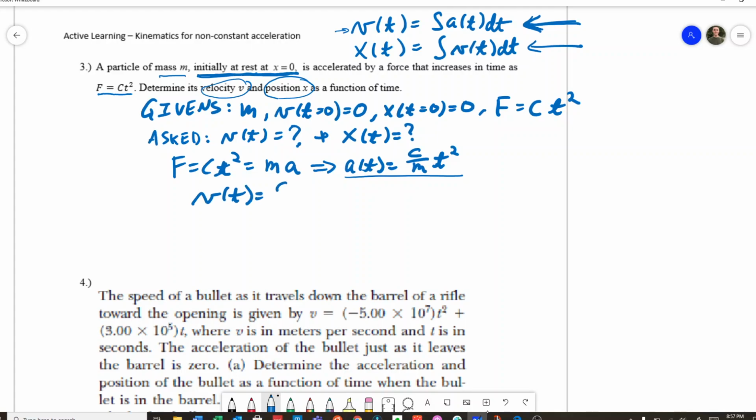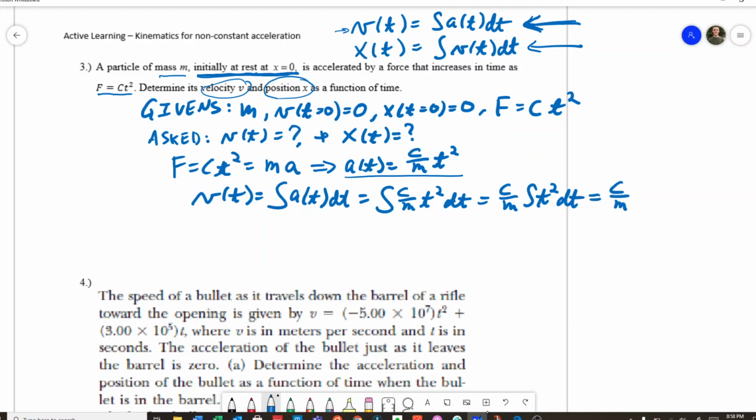Velocity as a function of time is equal to the integral over acceleration as a function of time. Plugging in values, it's the integral of c over m t squared dt. And I can pull the constants out front. Constants can always be pulled out front of an integral. So now I have the integral over t squared dt. And the integral over t squared dt is t to the third over 3. That's the antiderivative. And don't forget that I also have plus a constant.